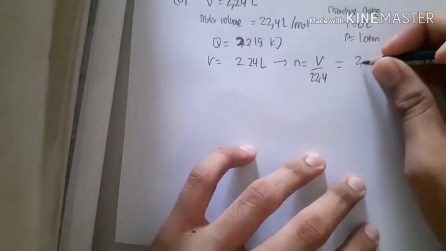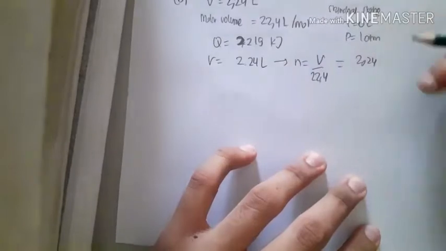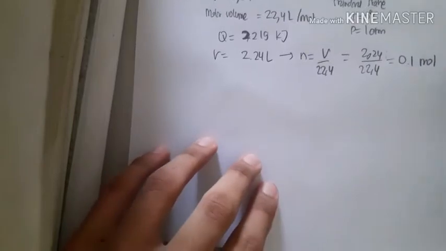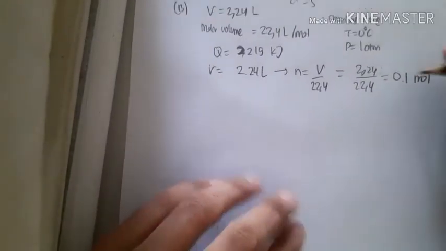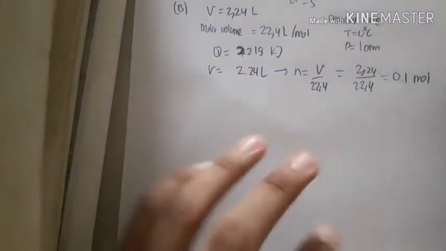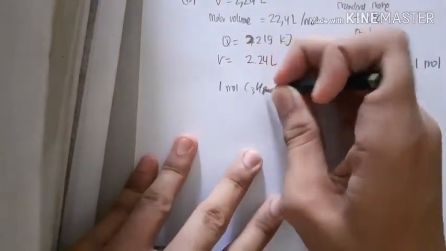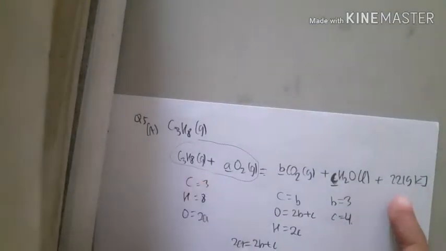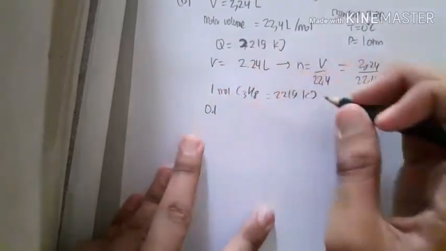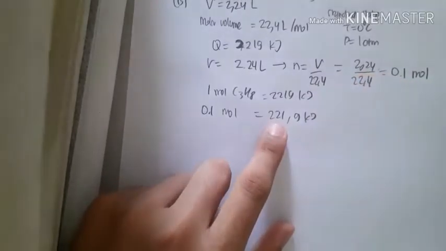So you can see the moles here is 2.24 liter, which is in liter, so it's the same unit, over 22.4. So this is 0.1 mole. So how much quantity of heat do we need to combust only 0.1 mole of propane? You can use the ratio: if you have 1 mole of propane from QA, you need 2219 kilojoule, and if you have only 0.1 mole, you only need 221.9 kilojoule, right?